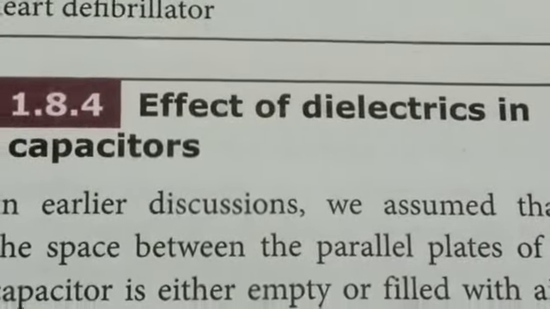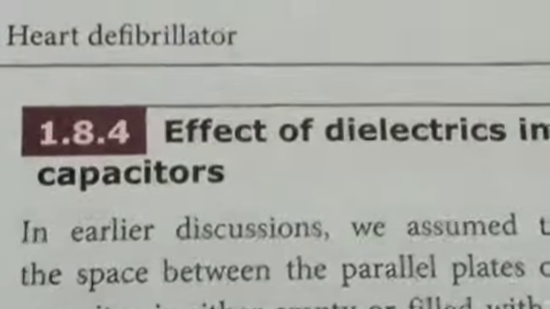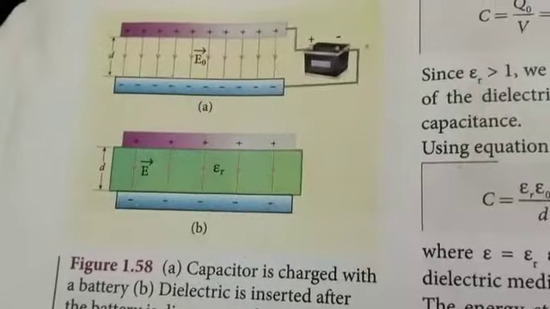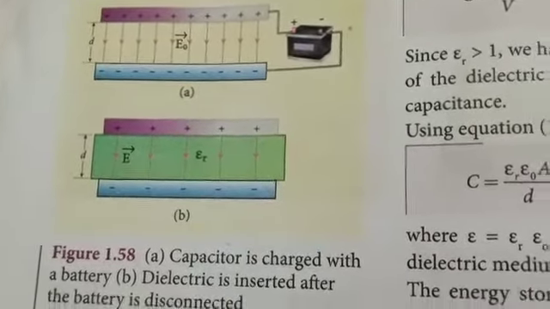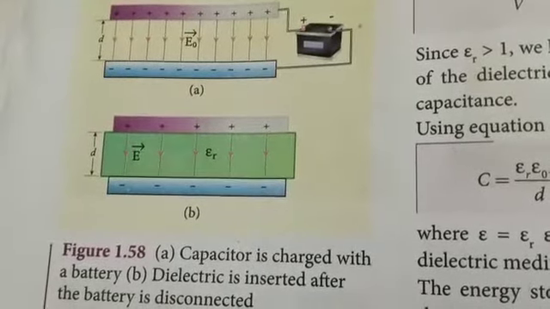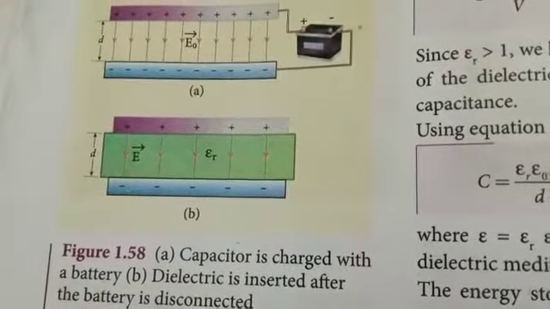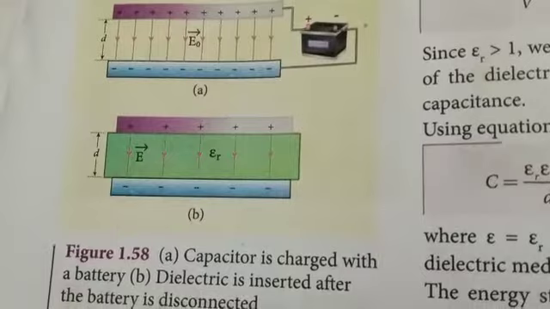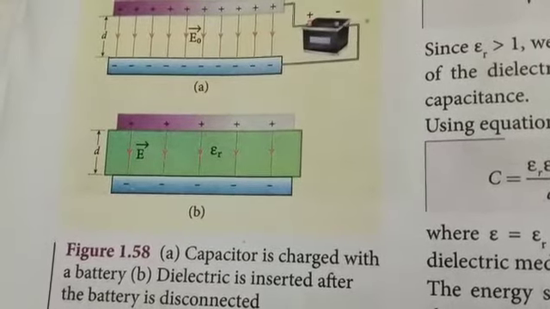In this second video, we will see another topic of capacitors, that is, the effects of dielectrics in capacitors. Effect of dielectrics. Dielectrics means insulators, like mica, glass, rubber, plastics, etc. These are all considered as dielectrics. So in this, there are two cases for the effects of dielectrics in capacitors.